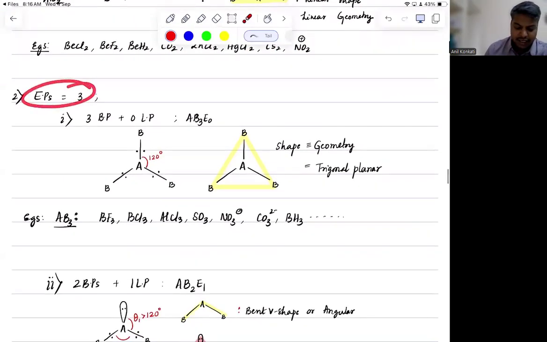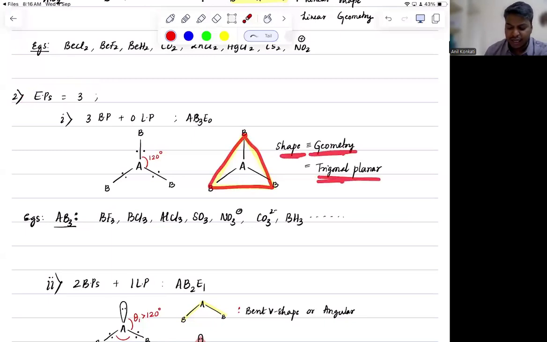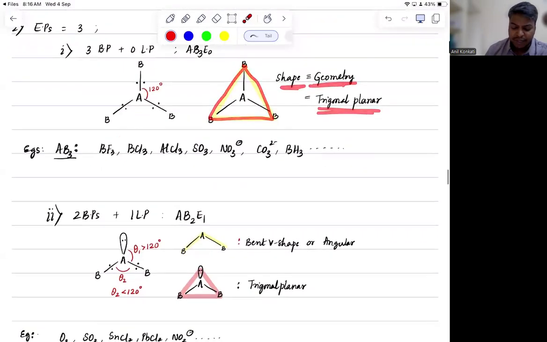Three pairs are there. Three bond pairs only, no lone pairs present. In that case, the best shape possible is with 120 degrees angle. So 120 degrees angle will make the geometry and shape trigonal planar. BF3, BCl3, NCl3, SO3, NO3-, CO3 2-, BH3 and so on.